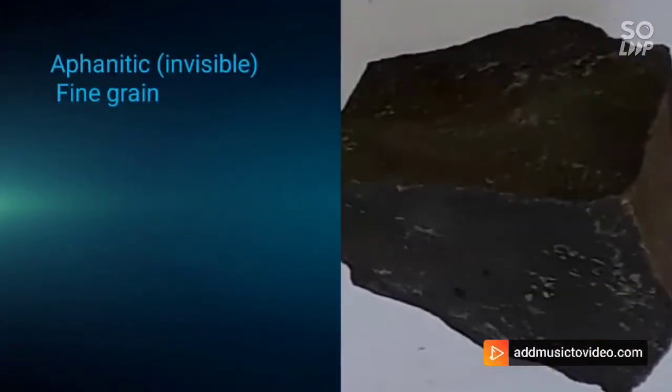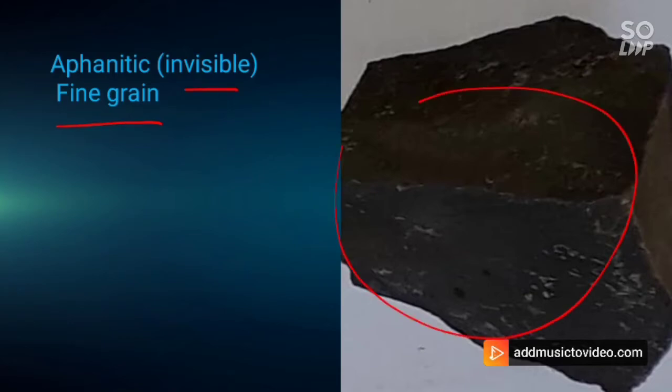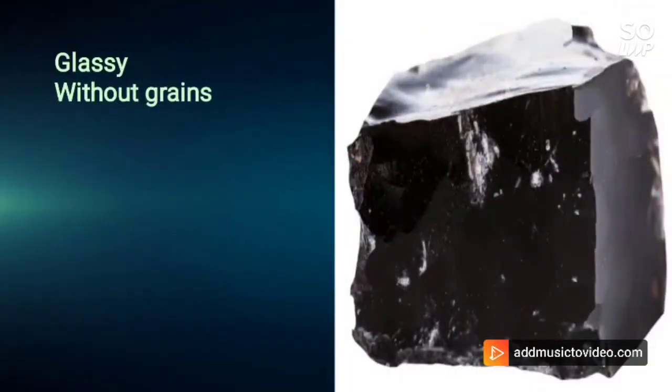Now, aphanitic rocks. They are fine grained and the grains are invisible. Can you see any grains in these rocks? You can't differentiate. The entire thing looks like one grain. The reason is it is a fine grain rock, and aphanitic means invisible. They are formed near the surface or at the surface. Now glassy means without grains. You do not find any grains at all. It is found in very cold places.